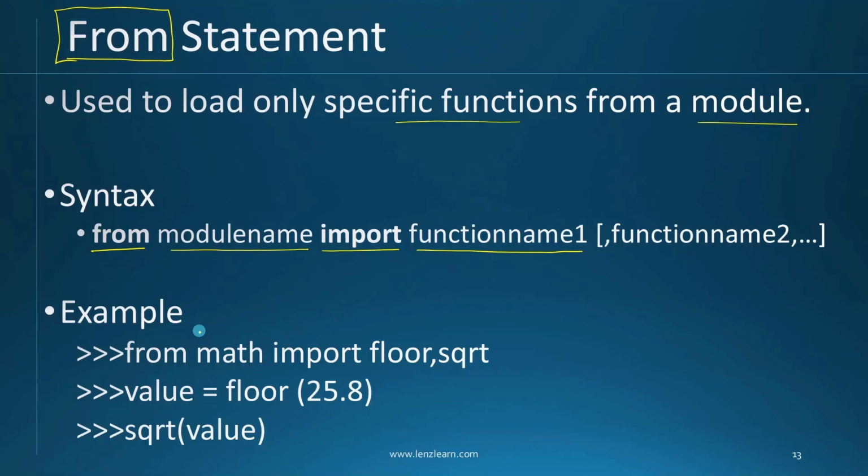So in this example, you can see I am importing only 2 functions from the math module. So I will write from the module name, which is math, then import the first function that I am importing is floor, and the second function that I am importing is square root. And after that, I can simply call this function with just the function name. So that's the second difference.